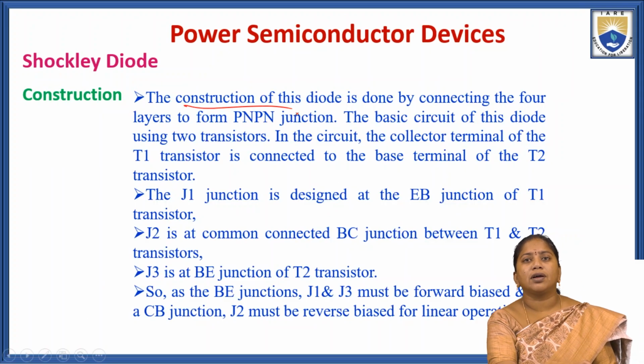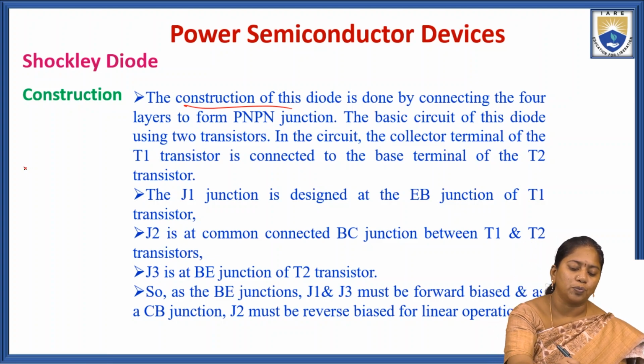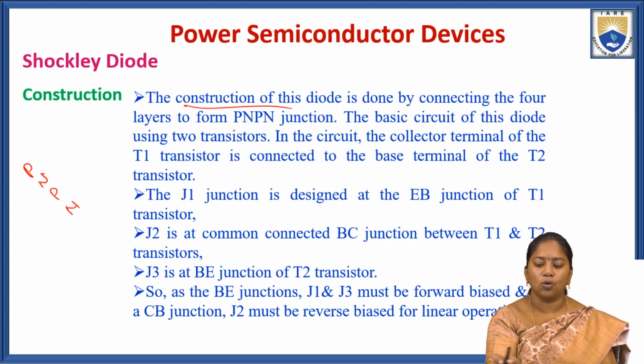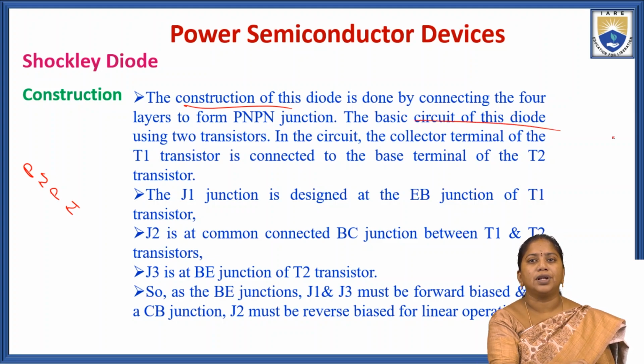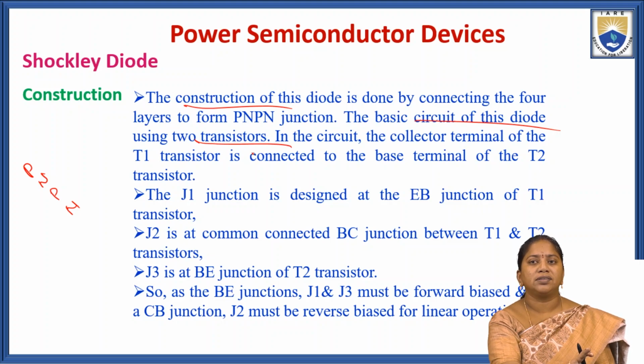Next, the construction of the Shockley diode. The construction is done by connecting 4 layers to form the PNPN junction. The basic circuit of this diode is 2 transistors. The first transistor acts as the anode and the second transistor acts as the cathode.